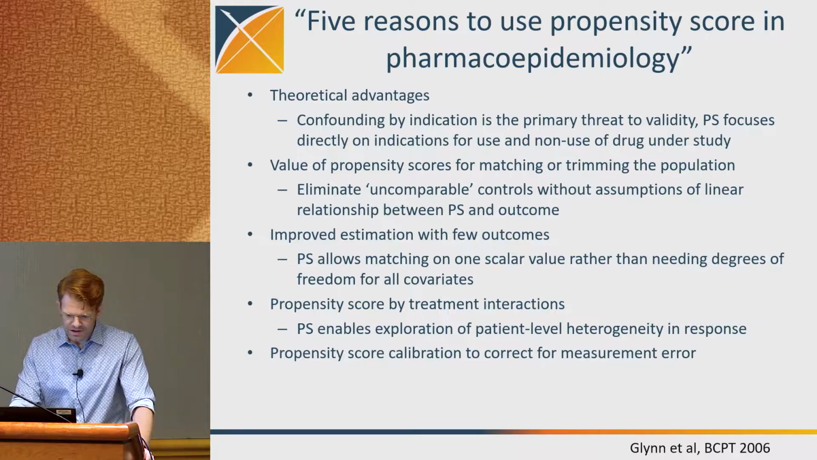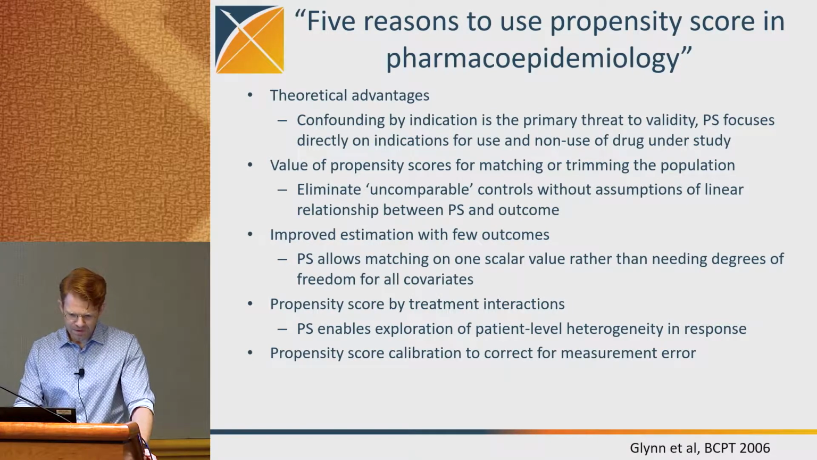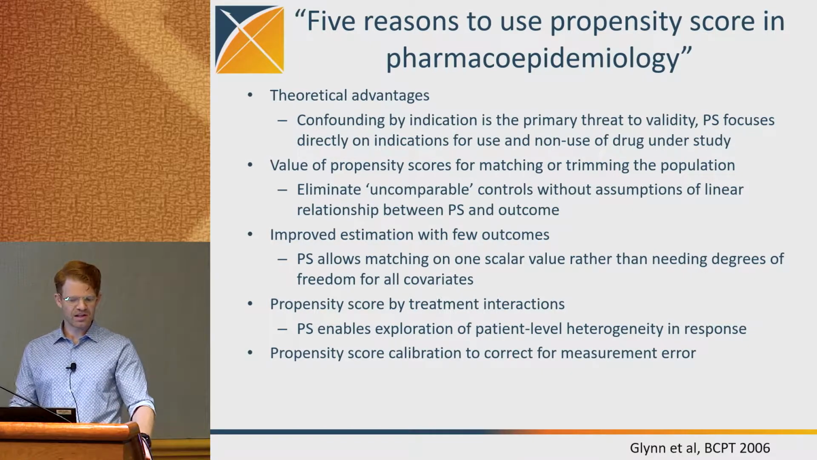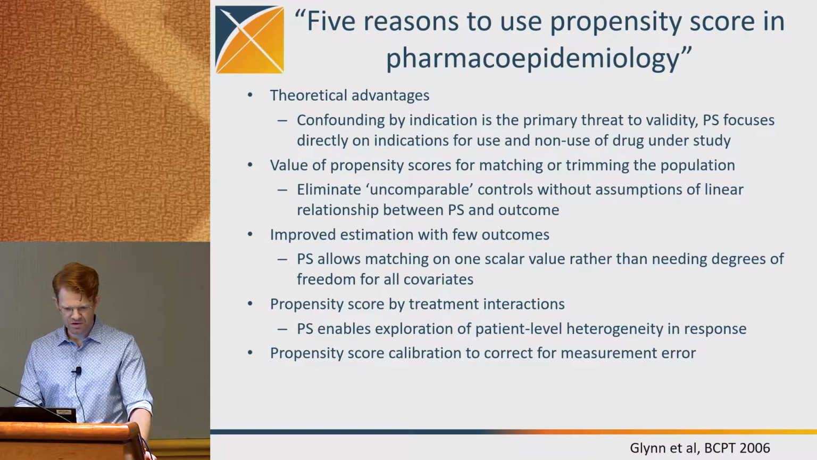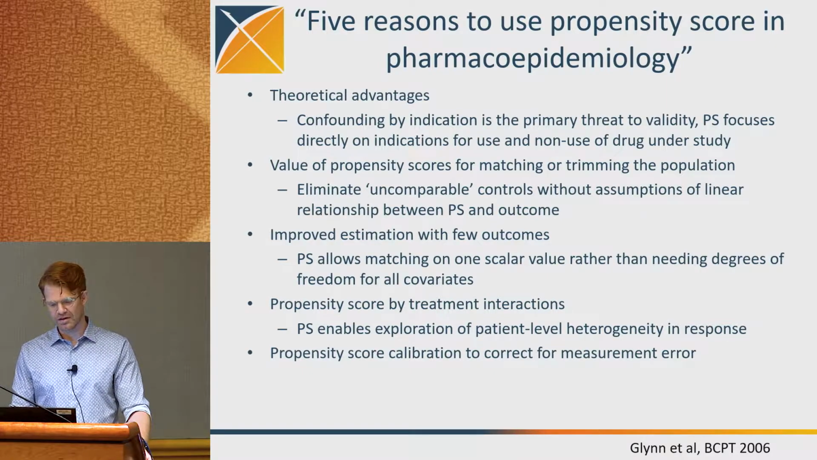So here is a nice paper by Glynn and company that gives a couple of nice reasons for using propensity scores in pharmacoepidemiology, and really any observational comparative cohort study. It doesn't necessarily have to apply to pharmaceuticals. The theoretical advantages are that confounding by indication is the primary threat to valid estimates, and propensity scores focus directly on indications for use and non-use of the products or treatments under study.